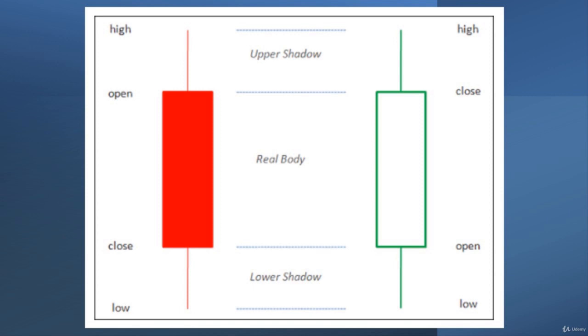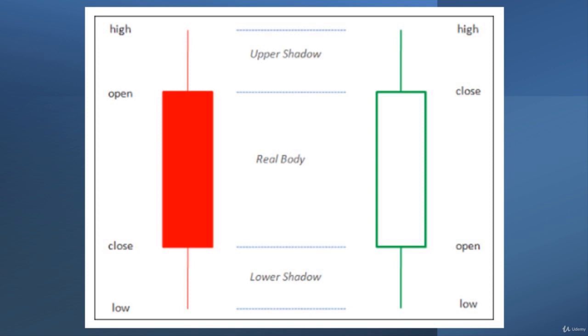The same thing on the right-hand side with the green one. The difference is that the close was higher than the open. You probably see that on the real body. The top represents the highest price, or the closing price, which is higher than what it opened at.